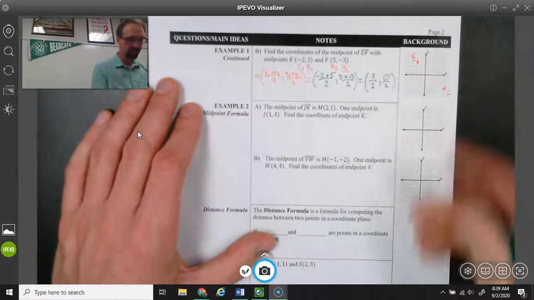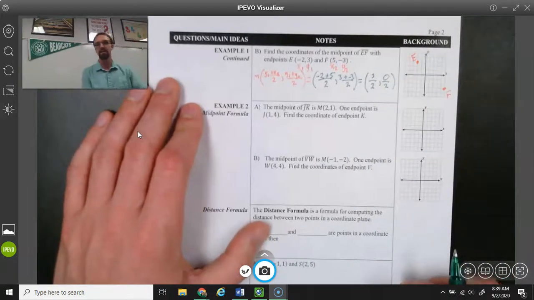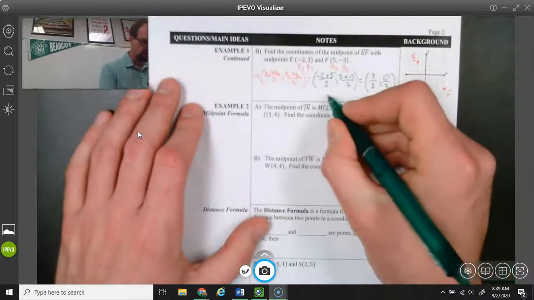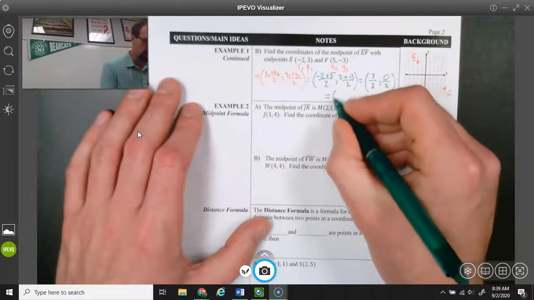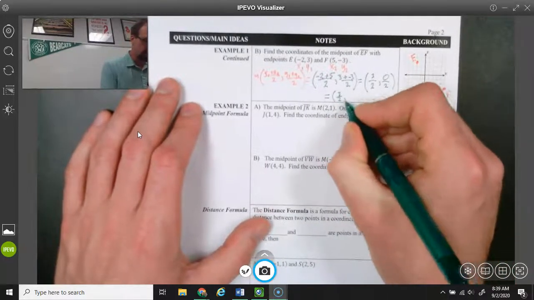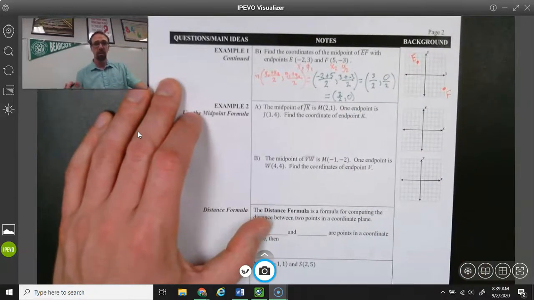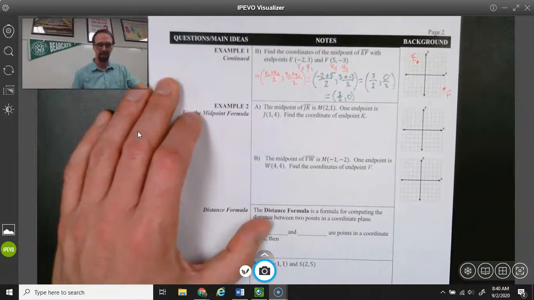0 over 2. Again, I can simplify the 0 over 2, 0 divided by 2. 0 divided by any non-zero number is 0. So my midpoint is going to be 3 halves and then 0. You can leave it as 3 halves. You could also put 1.5. They mean the same thing, so understand that those are equivalent representations.